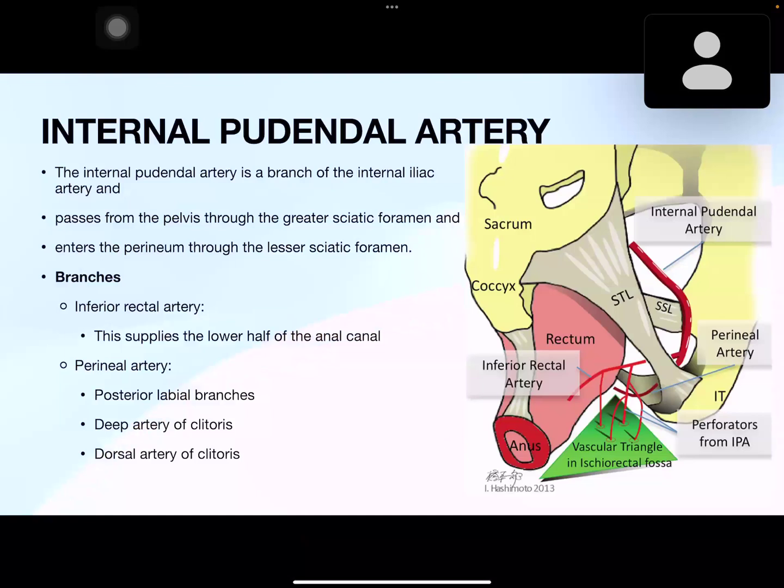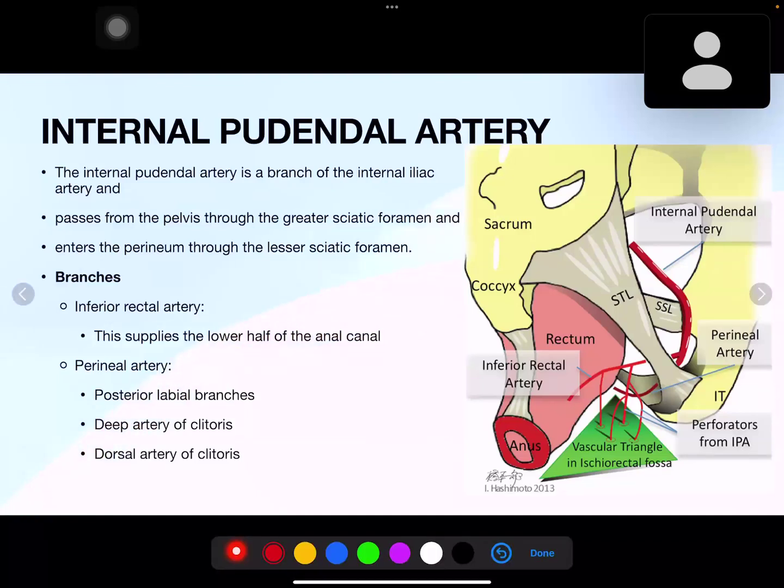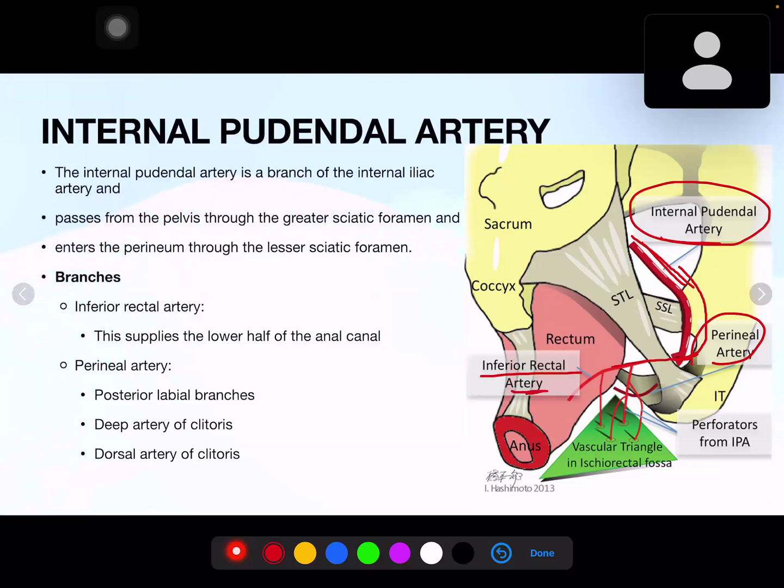Now the internal pudendal artery also has the same course. See, this is the internal pudendal artery, it goes through the greater sciatic foramen and then goes back through the lesser sciatic foramen. It gives branches again, the inferior rectal artery, like pudendal nerve gave the inferior rectal nerve, then the perineal artery, and a few perforators as well. The internal pudendal artery is a branch of the internal iliac artery, and it passes from the pelvis by the same route.